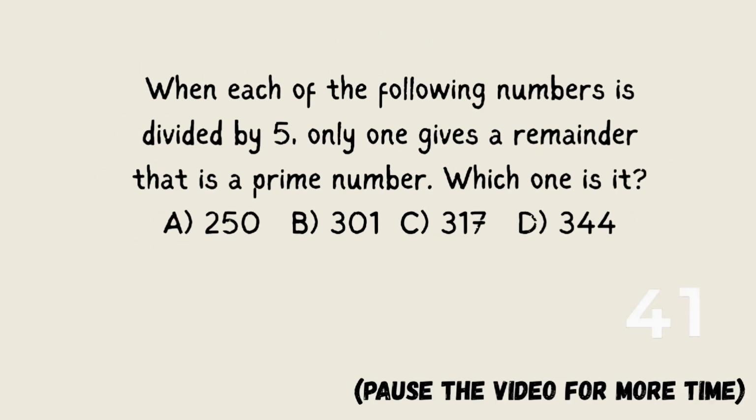When each of the following numbers is divided by 5, only one gives a remainder that is a prime number. Which one is it? A, 250, B, 301, C, 317, and D, 344. You have 45 seconds.